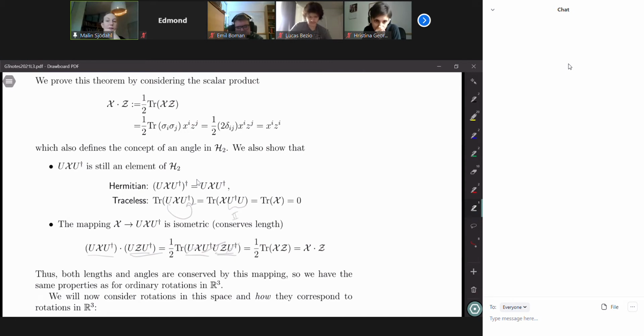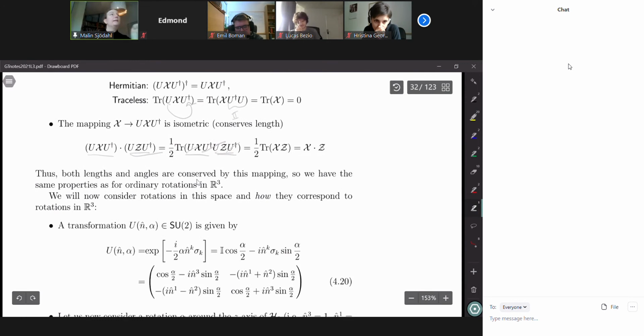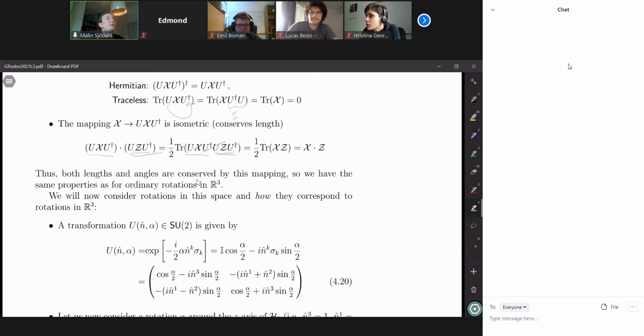So this mapping conserves lengths. So both lengths and angles are conserved. So we have the same properties as for ordinary rotations in R3. Any questions so far?